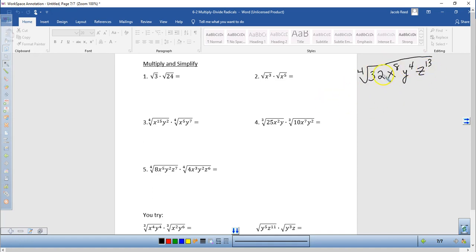Now, just before I split out numbers and variables, fourth root, 32. And I've got the fourth root of all of my variables, x to the 8, y to the 4, z to the 13. Let's go ahead and deal with variables since we know how to do these very easily. Groups of 4. I need to make groups of 4. How many can I make with 8? We know that's 2. Groups of 4 with 4.